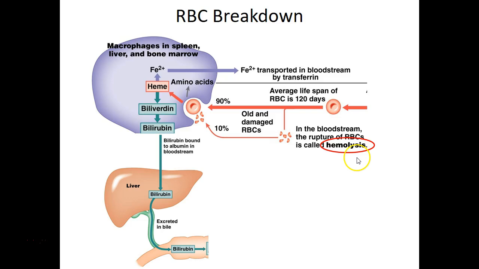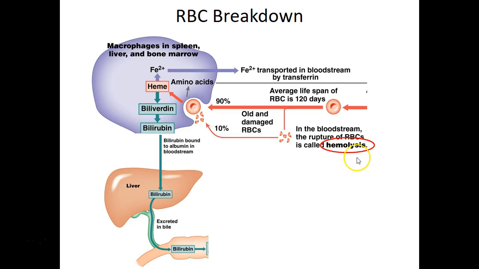So globin is made up of protein, and proteins are made up of what subunits? Amino acids, right? So the first thing is that the globin part is broken down into amino acids, which a variety of cells can then use to build other proteins. All right, so that's the first thing.